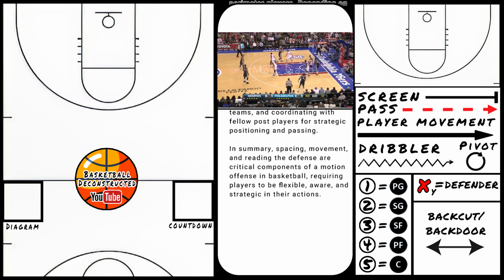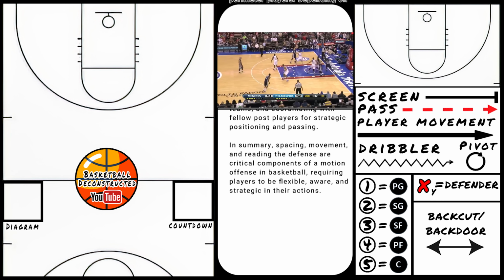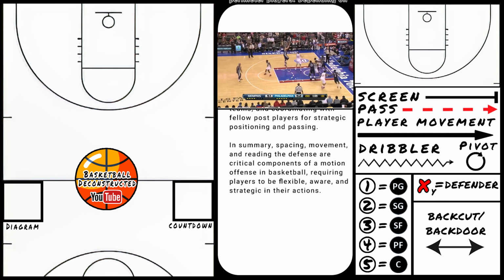In summary, spacing, movement, and reading the defense are critical components of a motion offense in basketball, requiring players to be flexible, aware, and strategic in their actions.